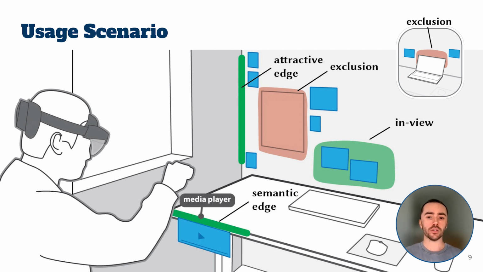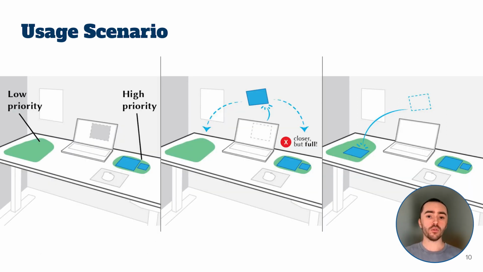Moreover, John likes listening to the music, and he wanted to have easy access to a music player. He created another attractive edge on the edge of the desk. This time, he defines a semantic attractive edge that only attracts a specific type of content, which he assigns to a music player. There are cases when it may be useful for John to define a preference for multiple containment surfaces. A containment surface is a user-defined 2D region that attracts virtual content.